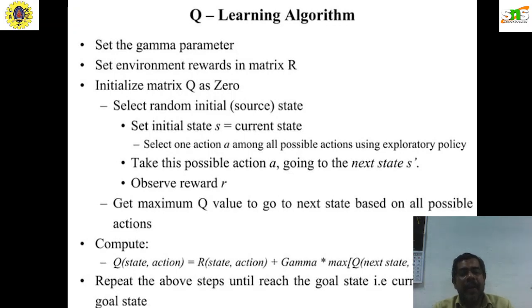Finally, we apply the computation of Q of s comma a, and then repeat the steps according to the gamma value. So that is what we have obtained in the Q learning algorithm. Continuing, we will see the major advantages and disadvantages of the Q learning algorithm.